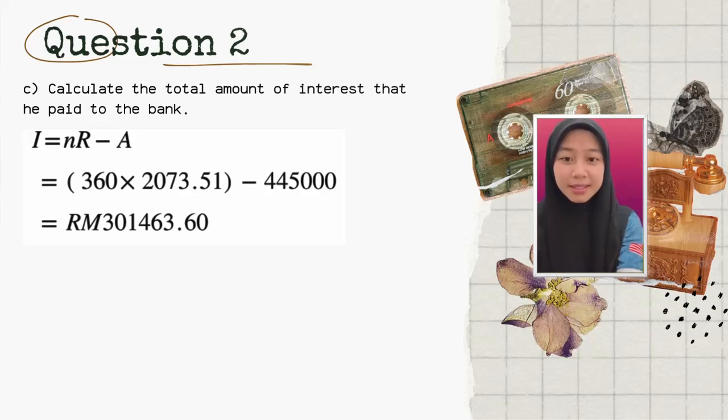360,2124.50 minus 445,000. The answer is 319,820.